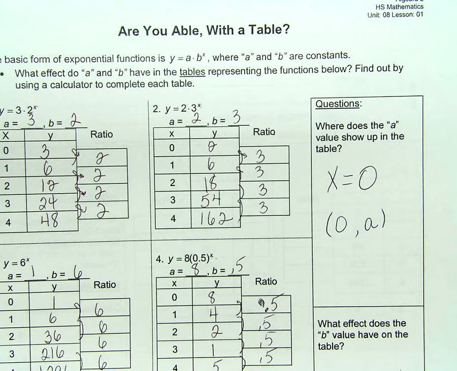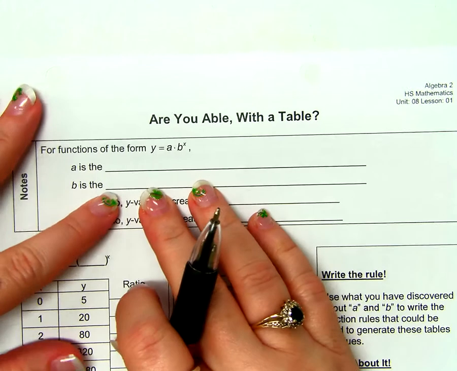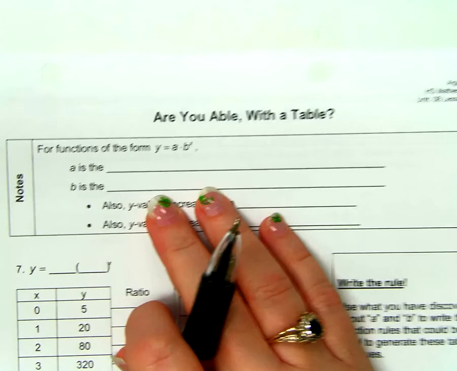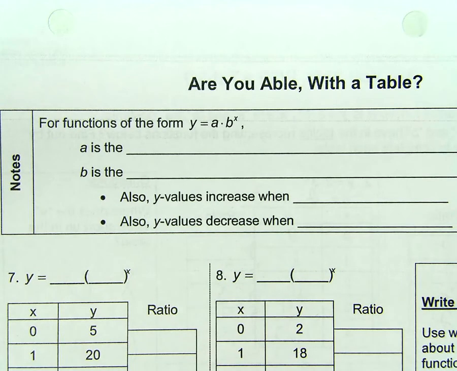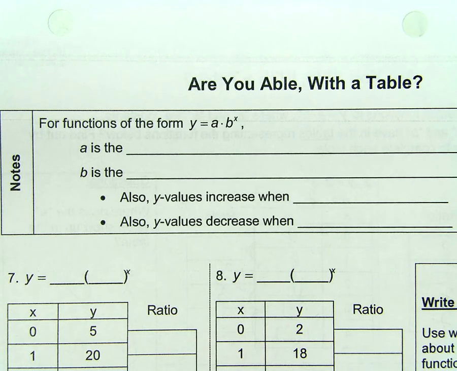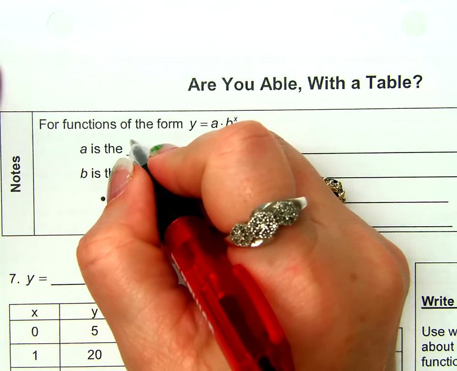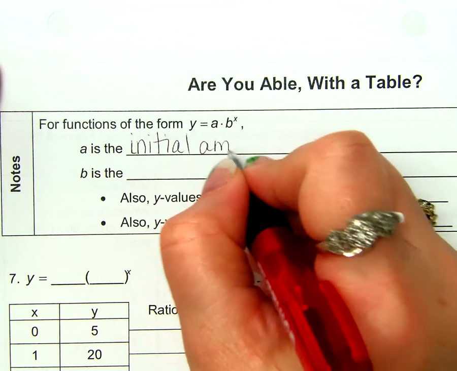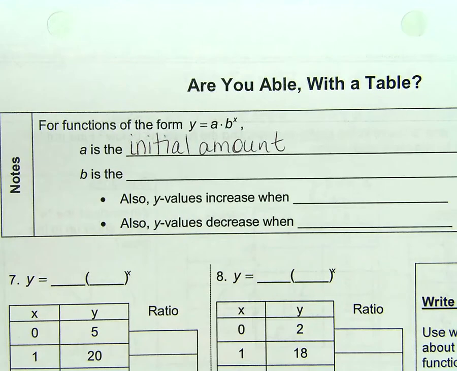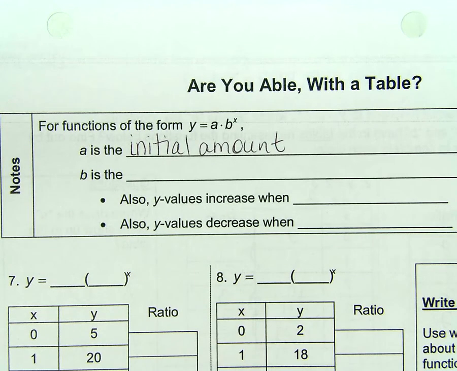You ready? Yes. Okay. Let's make sure we have defined A and B and know some other stuff about B. That's important. So for the functions in the form y equals A times B to the x, for exponential functions, what is A? We're going to call it the initial amount. What do you think I mean by that? Yeah, what you start with, right?